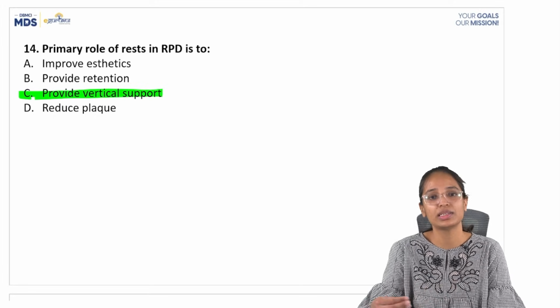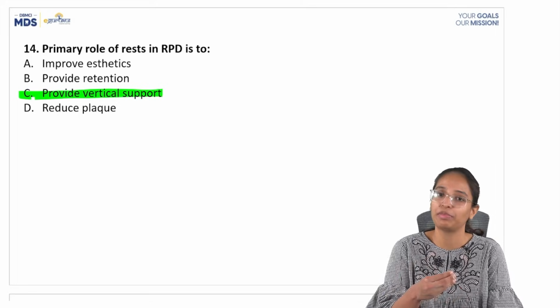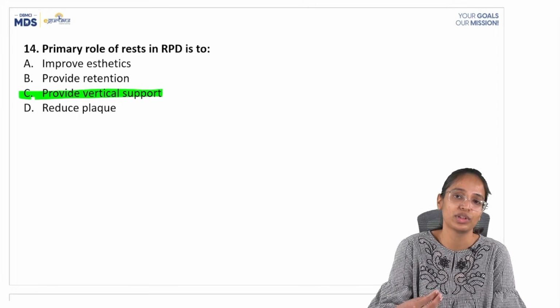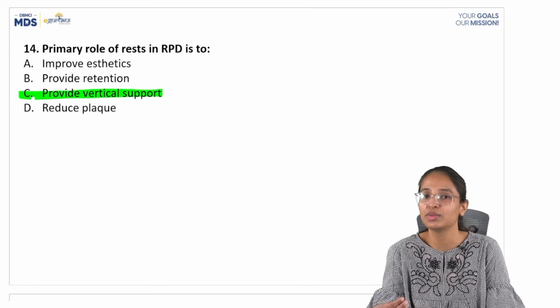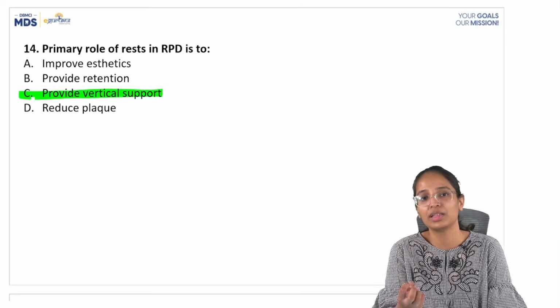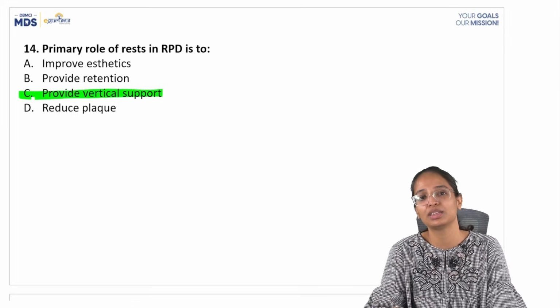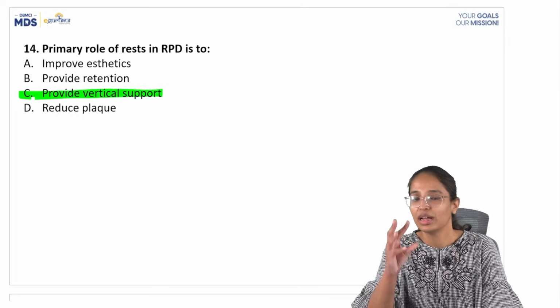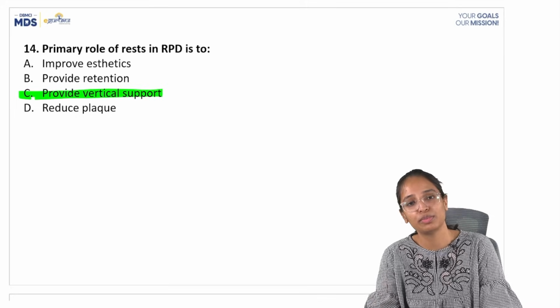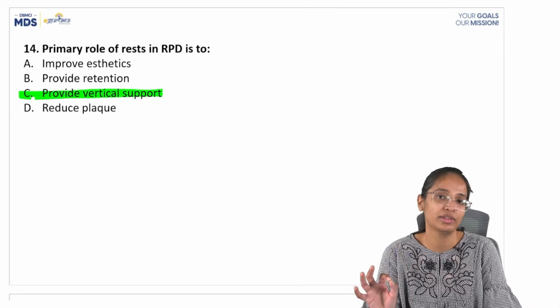The rest does exactly the same when prepared on the occlusal surface of the tooth, which will be the most favorable rest, an occlusal rest. It takes the vertical load and dissipates it to the underlying tooth through the PDL, and finally to the bone. That is the primary role of a rest.